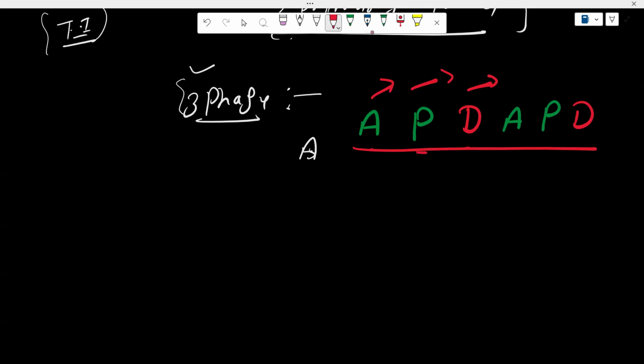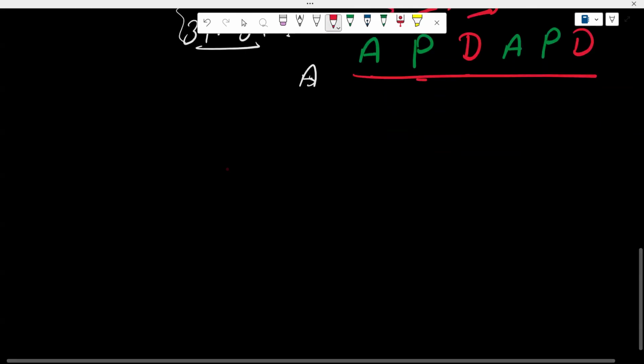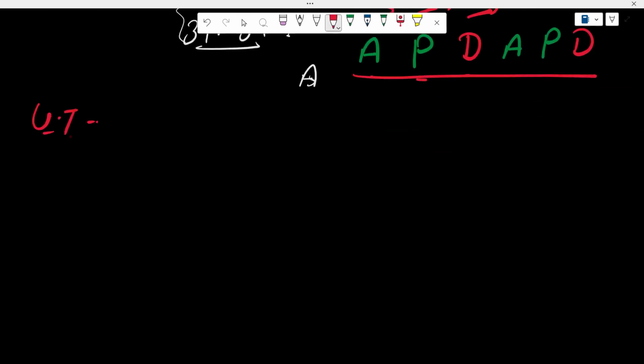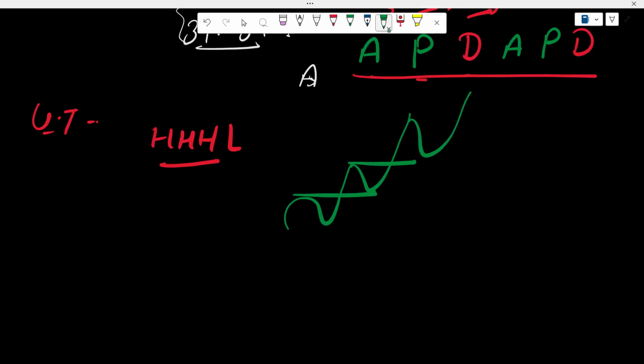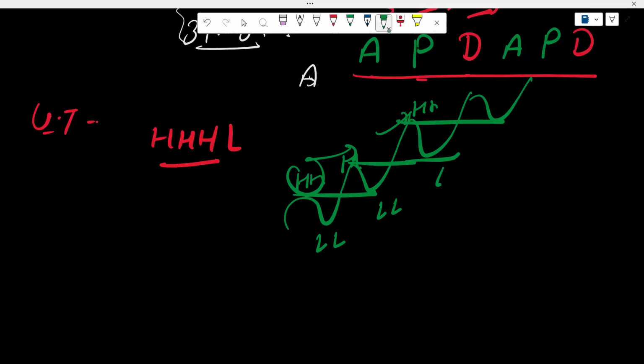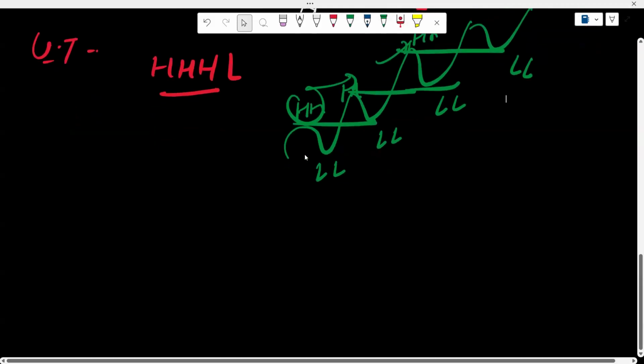How does an uptrend generally form? I told you an uptrend is higher high and higher low. That's why this is an uptrend, because the market is breaking the previous high and making a new high. Any uptrend will look like this: higher highs and higher lows, because highs are getting higher and lows are also getting higher. So let's see how this uptrend is created.